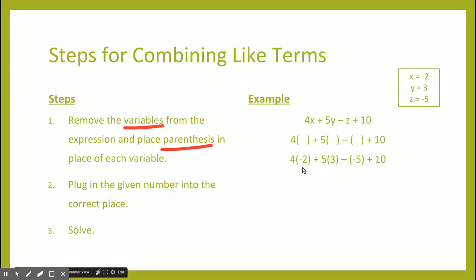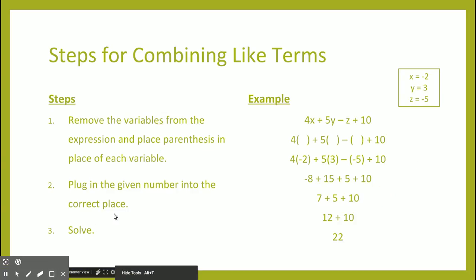And then from here, we just follow order of operations. So let's multiply these first two numbers out, and we've got negative 8 plus 15. And right here you can see, I know that subtracting a negative just becomes addition. And then I rewrote the rest of the equation. Negative 8 plus 15 is 7. Rewrite the rest of the equation. 7 plus 5 is 12. And 12 plus 10 is 22. So it's a pretty easy problem, but it's very important that you put those parentheses in first.